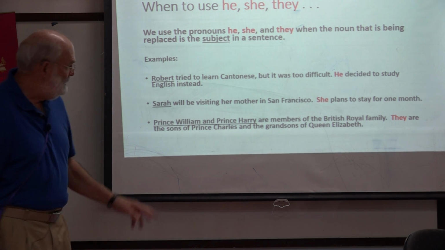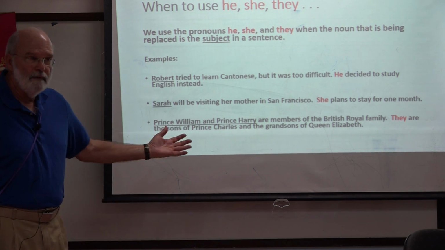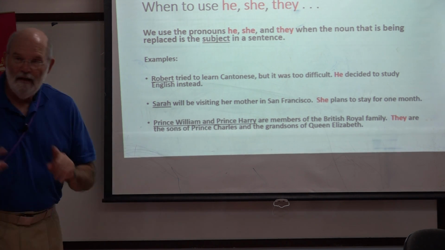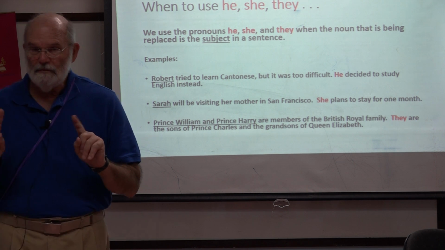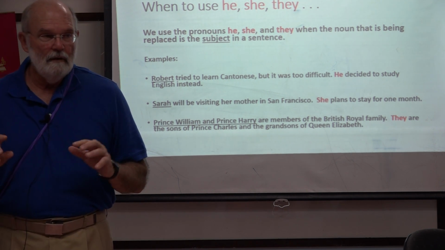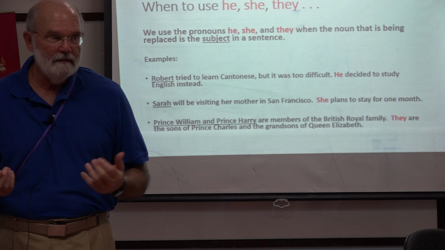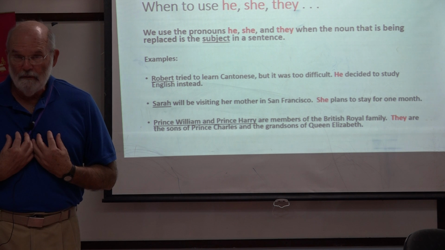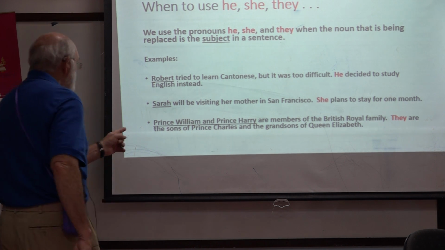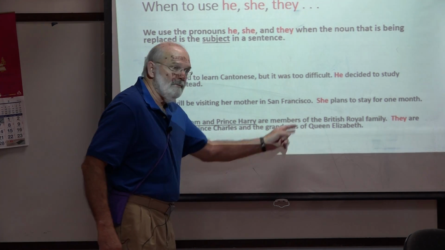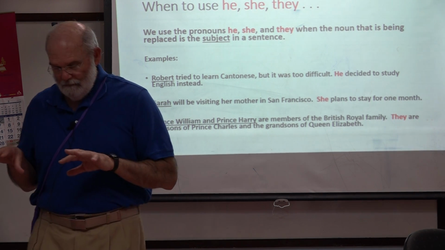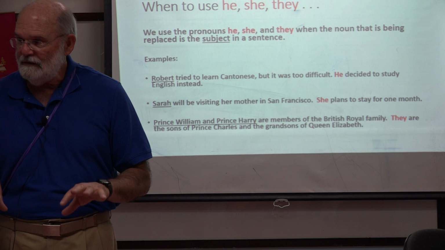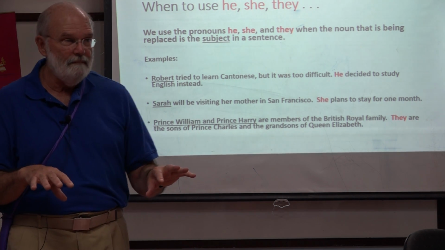Prince William and Prince Harry are members of the British royal family. So we have two subjects. We call that a compound subject. So we need a plural pronoun. They are members. So Prince Harry, Prince William are the subjects. They are who the sentence is about.